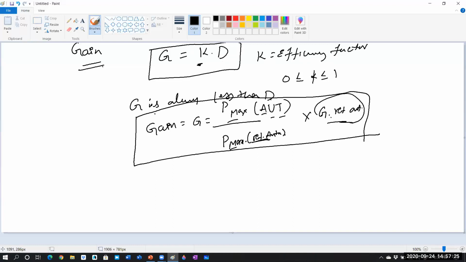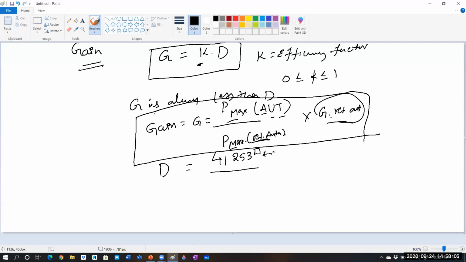We have another formula for gain or directivity of the antenna. If you know the directivity, we can find the gain. If you know the efficiency factor, we can find the gain. So this is vice versa. If we know the directivity D, there is another formula, that is 41253 square degrees.